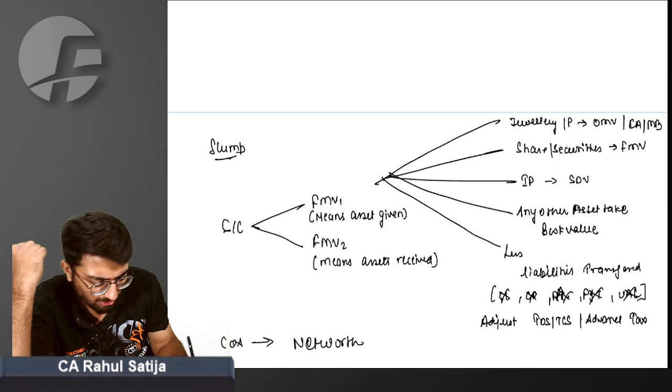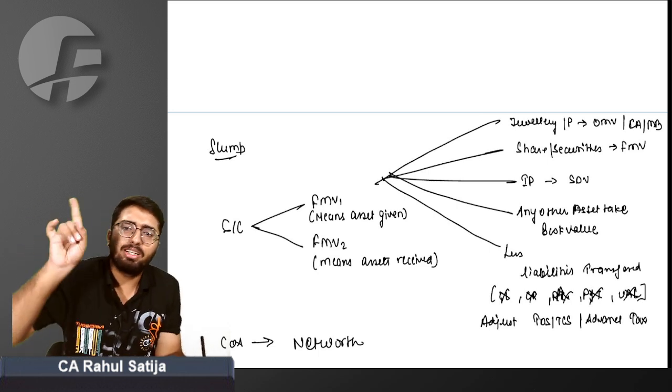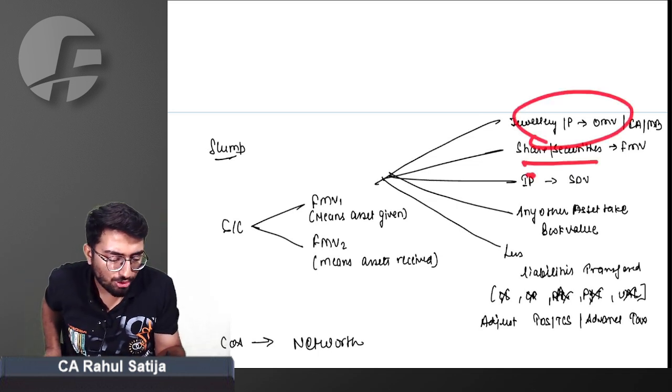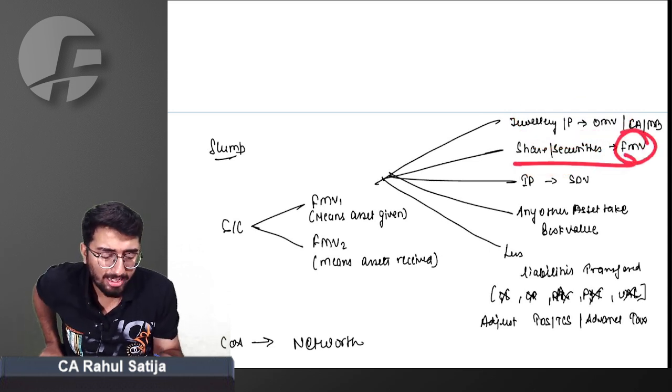I'll tell you how it is to be done. Did you understand how to calculate FMV1? If you have any jewelry, take open market value. If you have any shares, take fair market value.